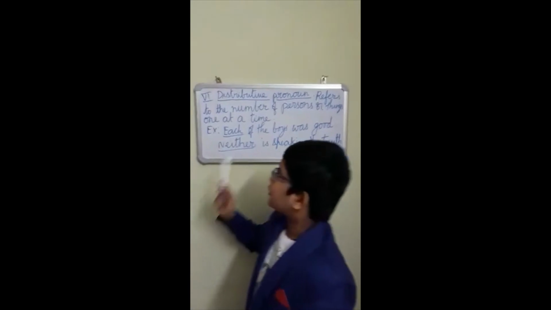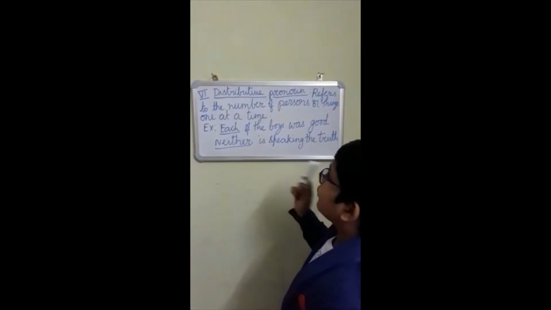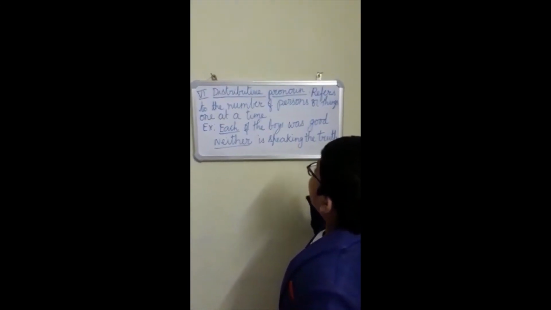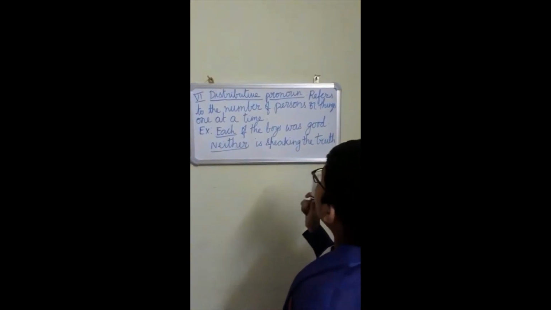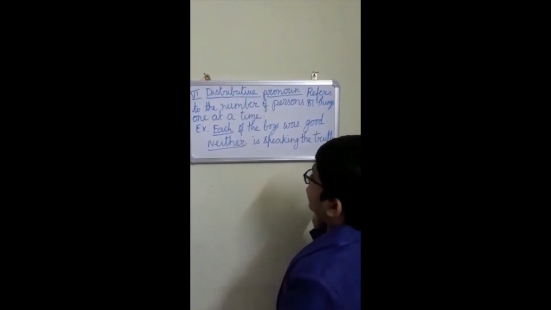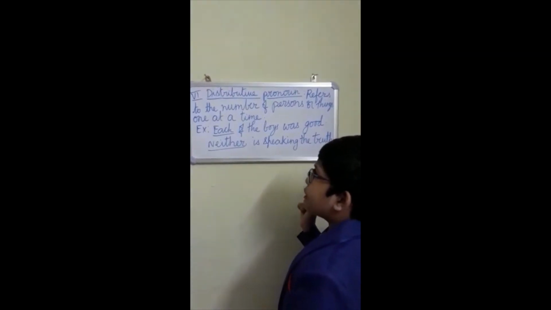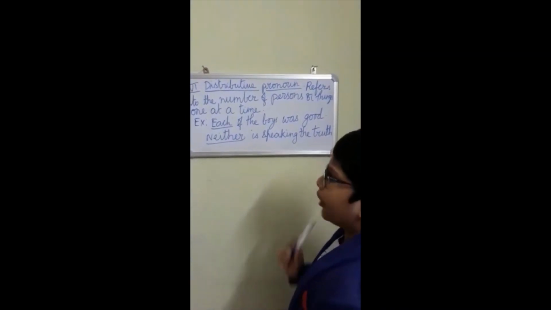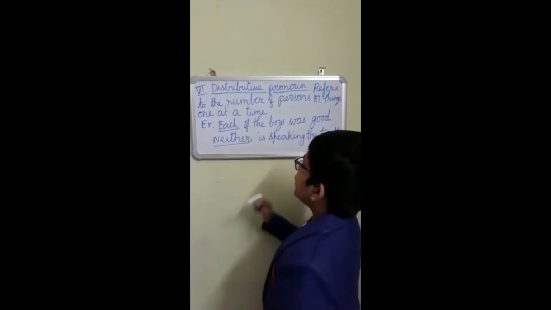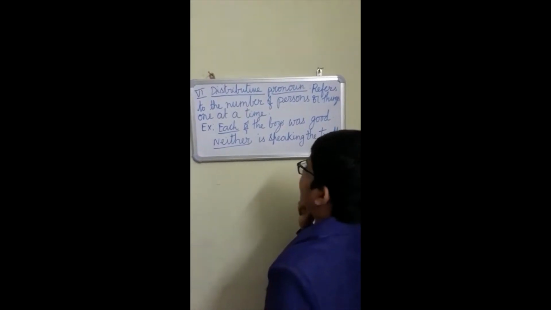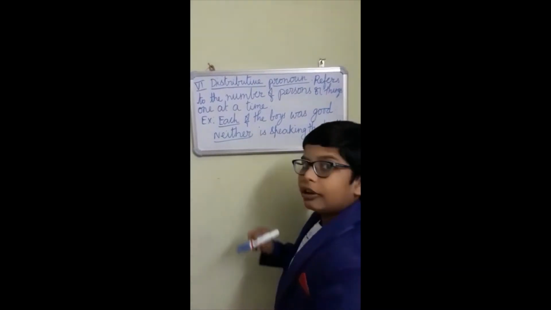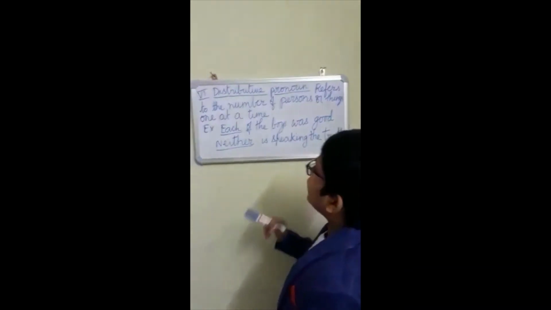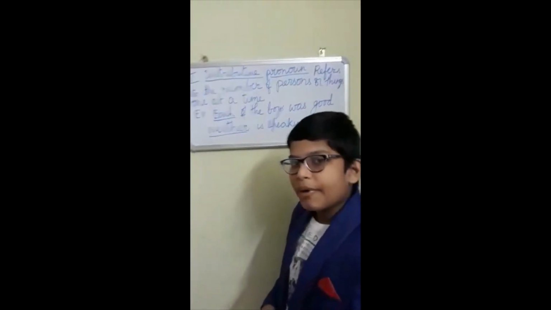Now coming to the sixth one, the distributive pronoun. A distributive pronoun refers to a number of persons or things one at a time. For example, each of the boys was good. Neither is speaking the truth. Here, each is the distributive pronoun. Neither is the distributive pronoun. Coming to the next one.